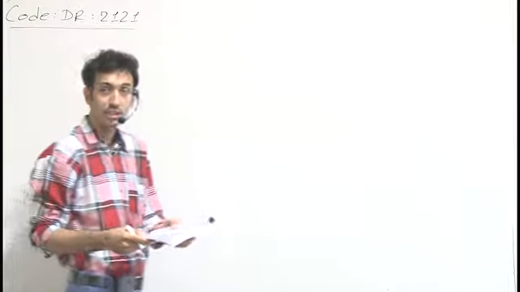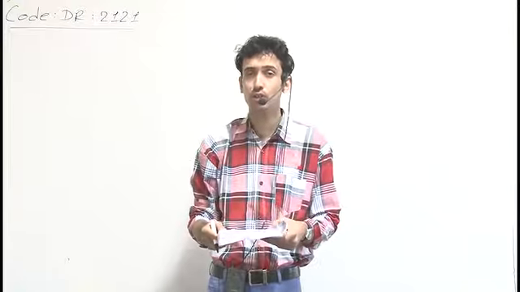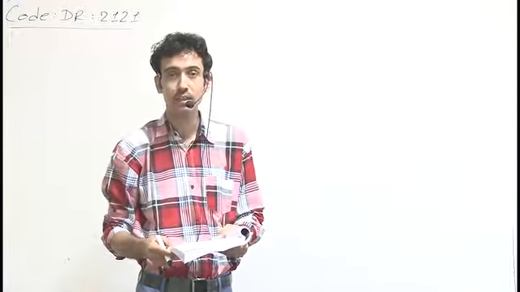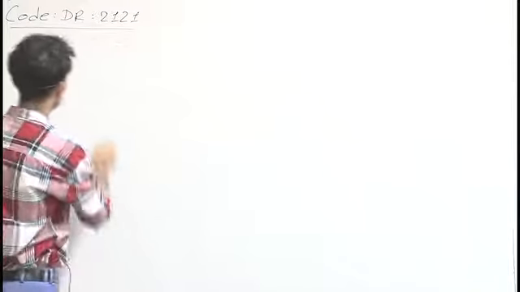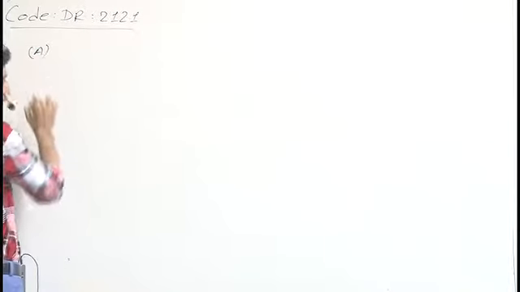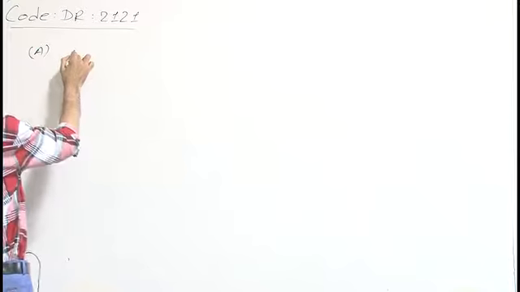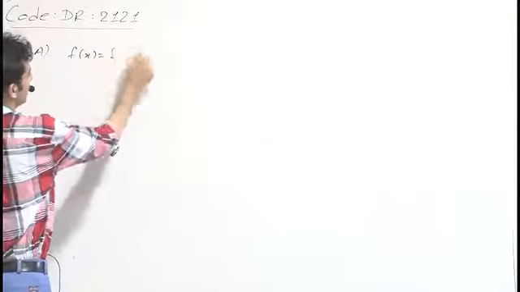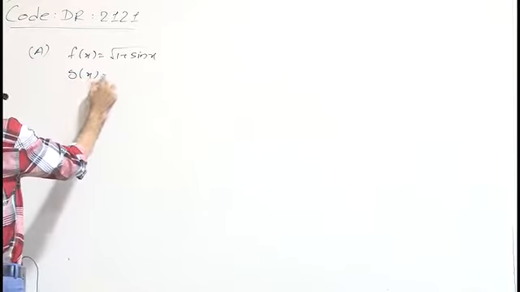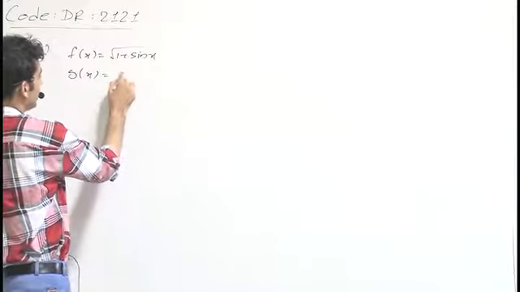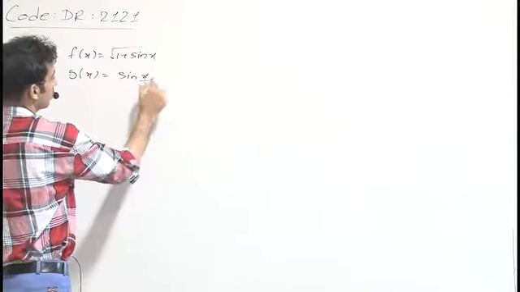In this question, we have to identify which of the following given pairs are pairs of identical functions. So first of all, we will take option A. In option A, the first function f(x) is given as 1 plus sin x, and the other function g(x) is given as sin(x/2) plus cos(x/2).